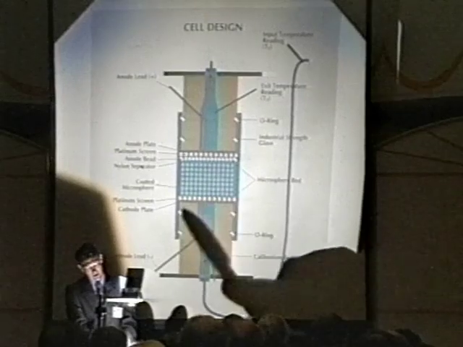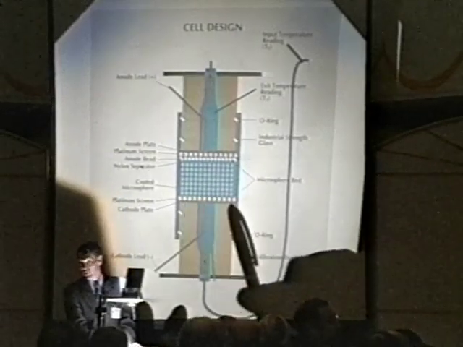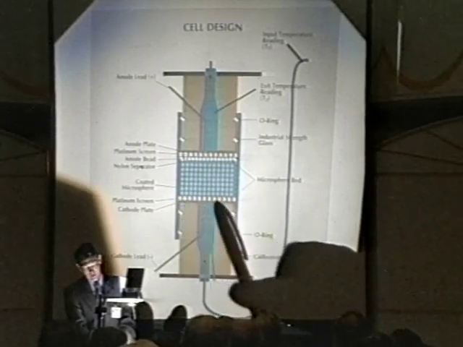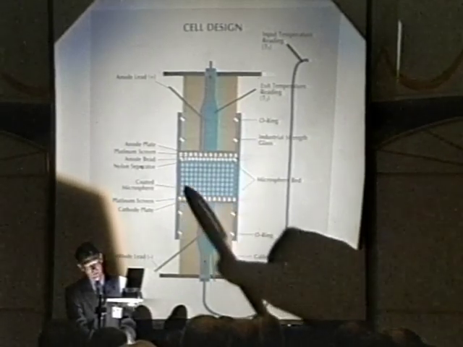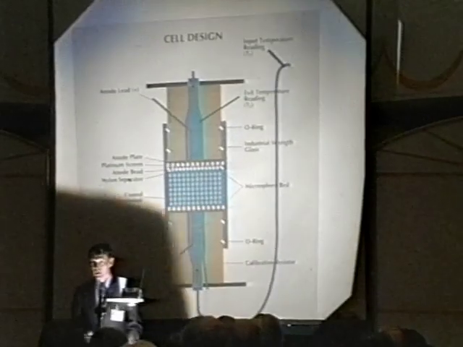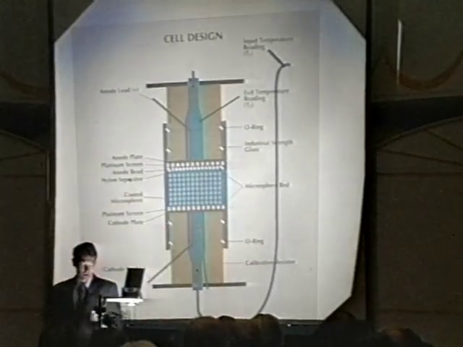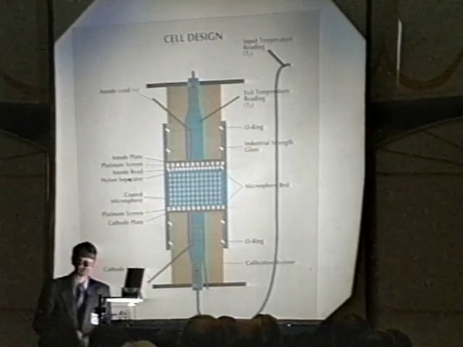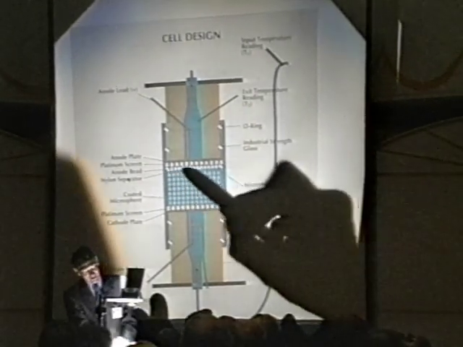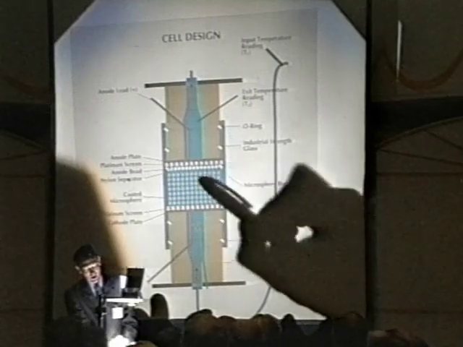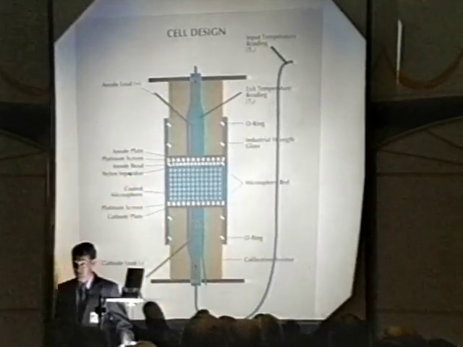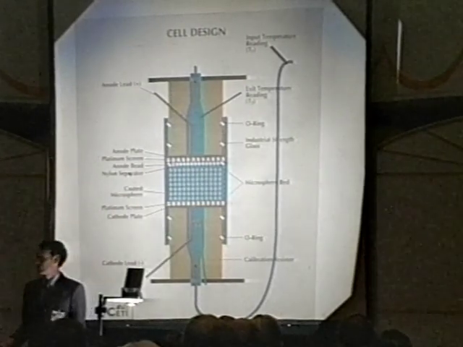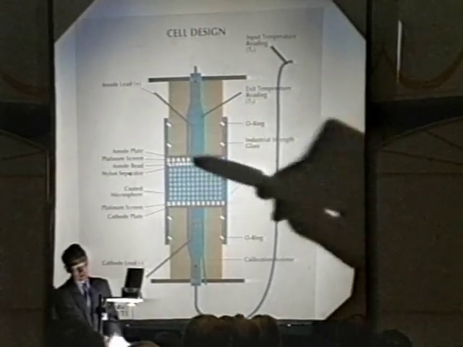There is a metal plate here which is platinum coated nickel. Then there is a platinum screen, then a stack of beads. These beads are 1 millimeter. There's about 1,000, couple of hundred in there. I don't count them, I do it by volume. Then there's a nylon separator, an O-ring, and our anode material is an exchange resin that has been saturated in lithium salt. So that's our anode.